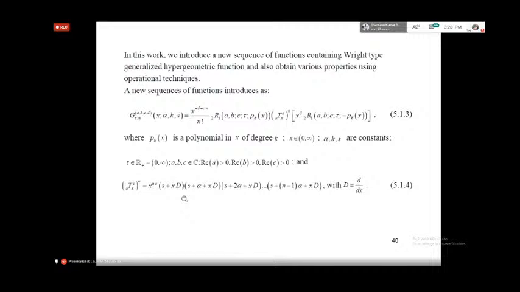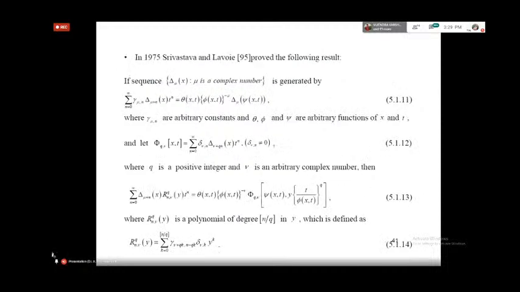And this can be put in the form of like this, in 5.1.4. So this is defined. Ultimately, this is your parameter, this is the operator. So we extended the operator like this: x to the power n alpha, x is x, this is s plus xb, s plus alpha plus xb, s plus 2 alpha plus xb, and so on, up to x plus n minus 1 alpha plus xb, with d given by d over dx. This is well known.